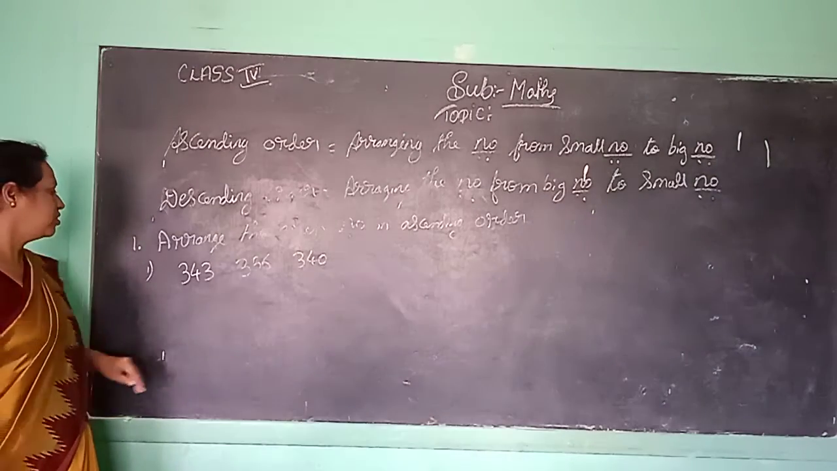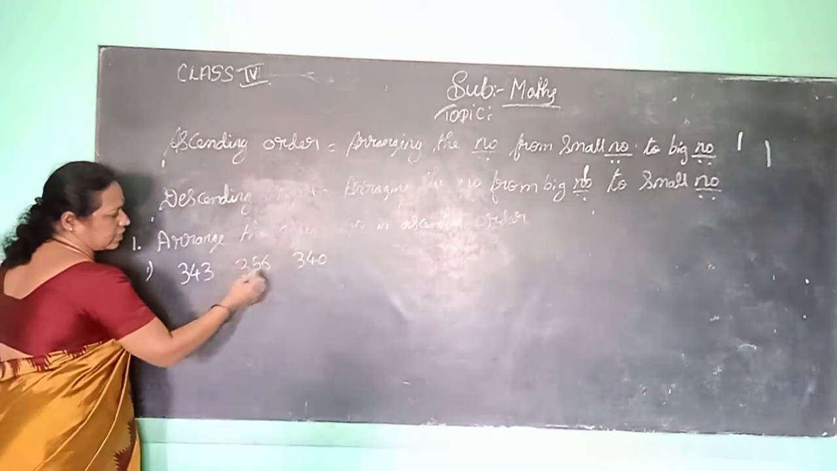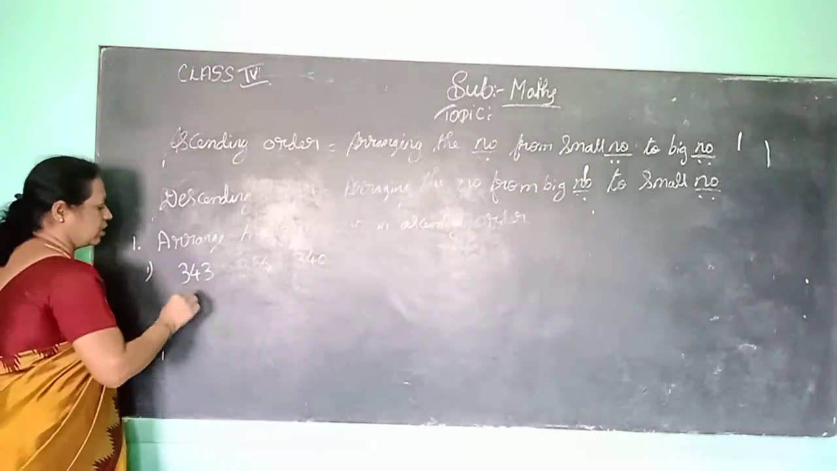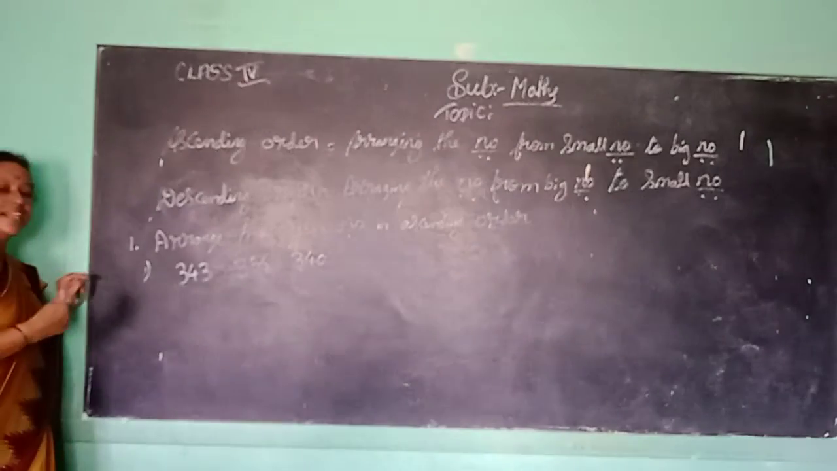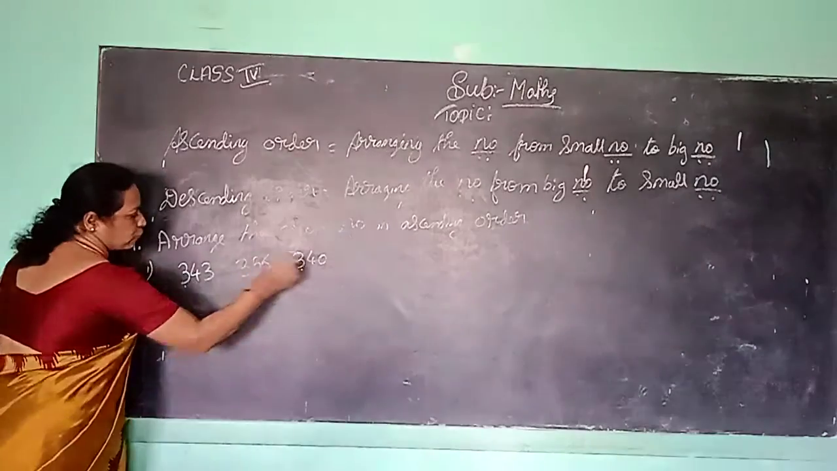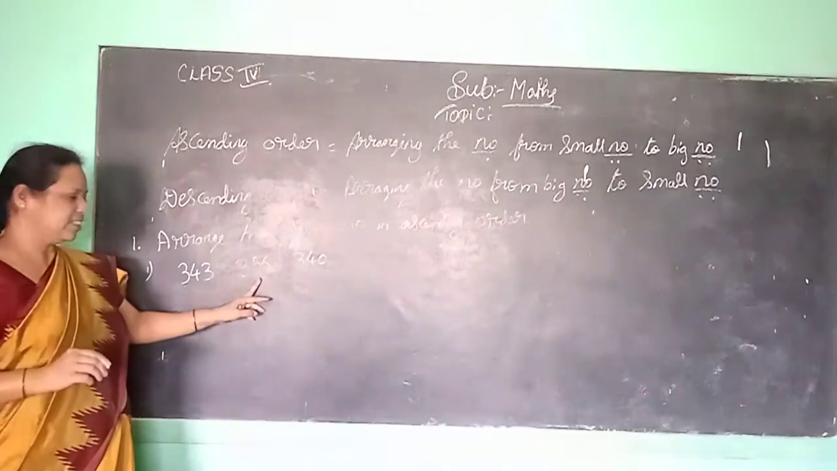Okay. Then see the place value. 1 stands for 100. All are three digits only. So here all the hundreds places are equal. Next we have to see the tens place. Here 4, here 5. Comparing 4 and 5, 5 is greater.